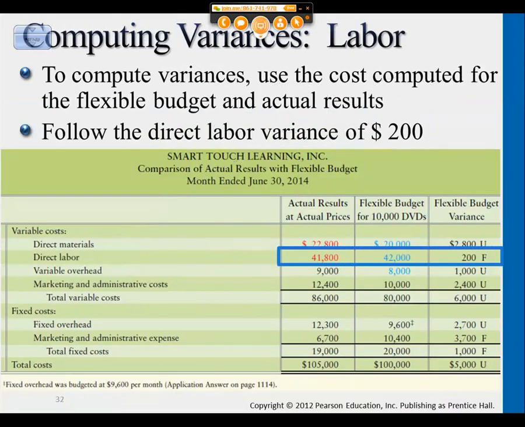So let's look at the labor. How are we going to compute the variances for the labor? We're going to use the cost computed for the flexible budget and actual results. How did we get this difference of 200, and why is it favorable? We see that direct labor is 41,800, which we just calculated, and 42,000. We calculated all of it a couple slides ago, right? So the flexible budget is greater than the actual. Why is it favorable? That's right, the labor cost was cheaper. Don't forget, this is your cost. You want it to be as low as possible, and that's why it's favorable.